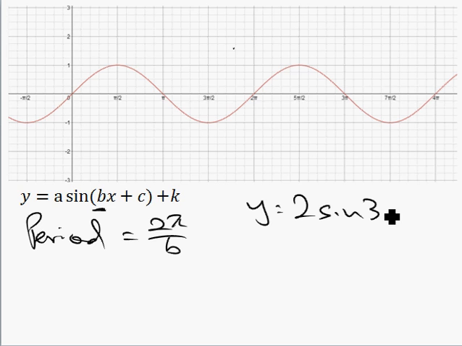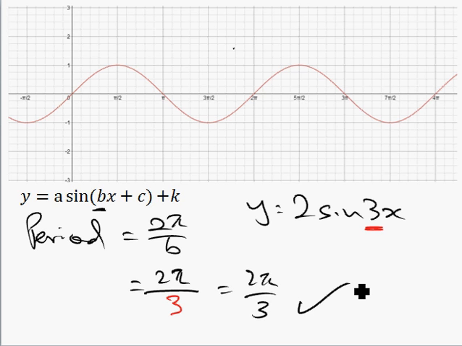2 sine 3x, for example. So what's the period? The period would be 2 pi over b. What's b? b is 3, so 2 pi over 3. That's your answer. The period is simply 2 pi over 3. Done. So we've covered amplitude, we've covered period.